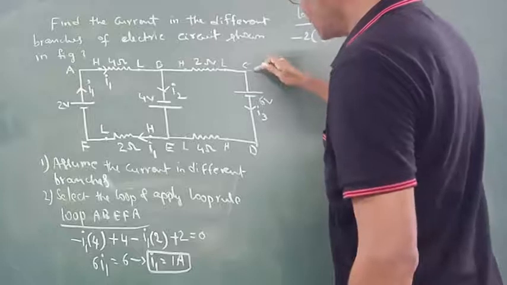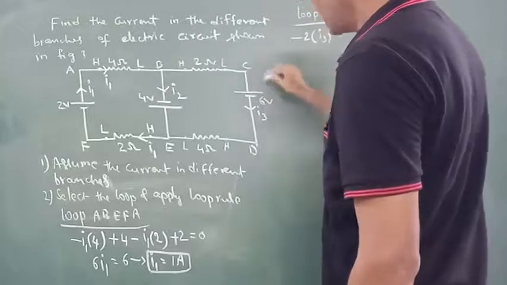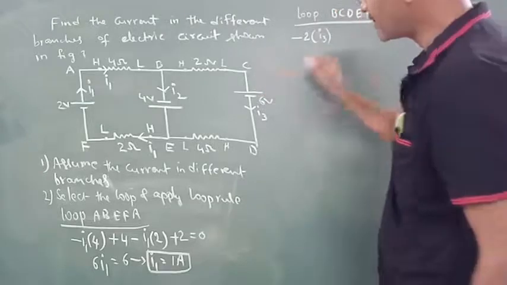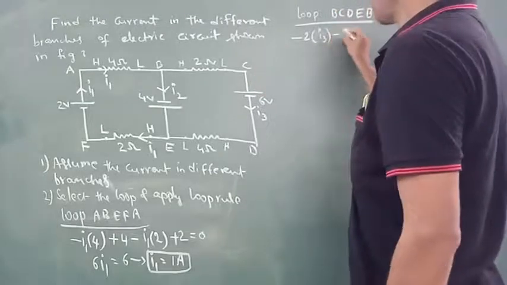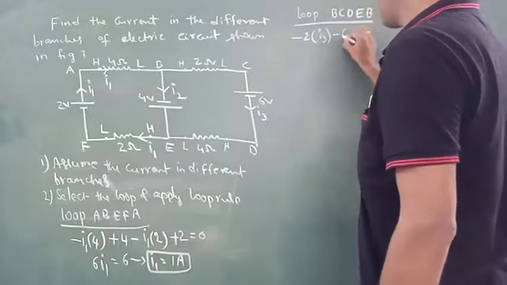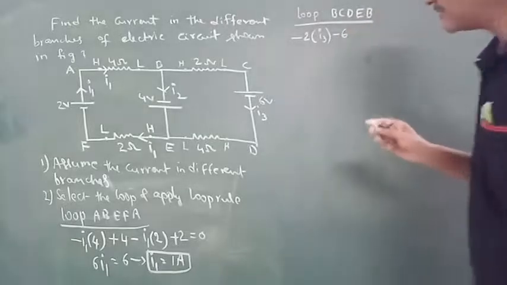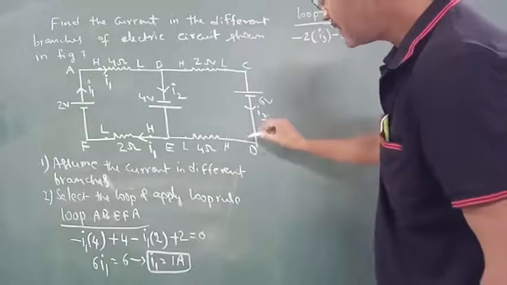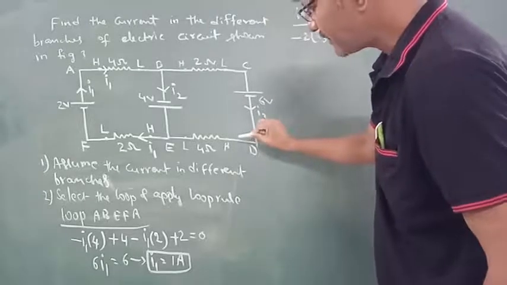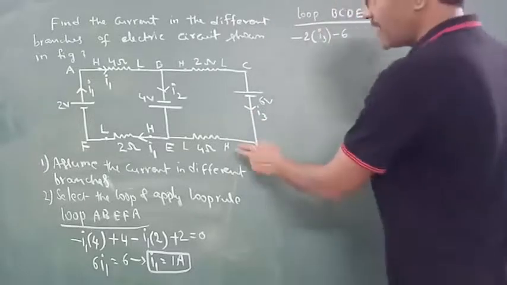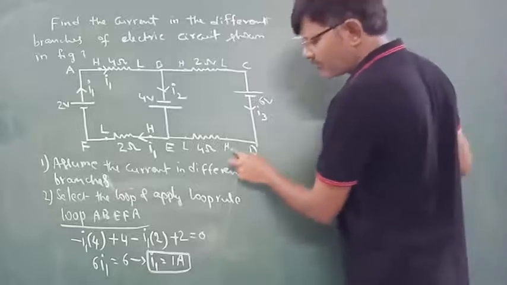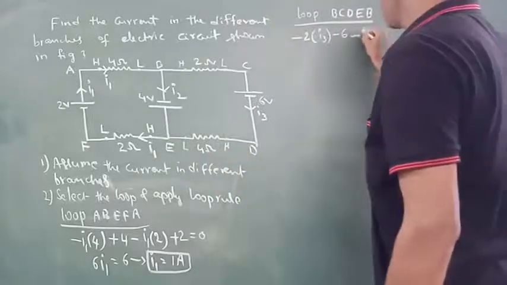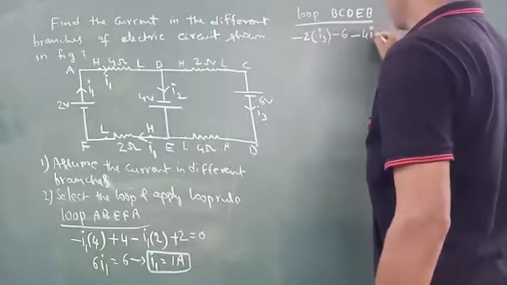Next, from C to D, he comes across a cell of 6 volt and he moves from higher to lower. So he finds drop, so minus 6. Next, he moves from D to E and while he is moving across 4 ohm, he finds potential drop because he moves from higher potential to lower potential. So minus 4I3.